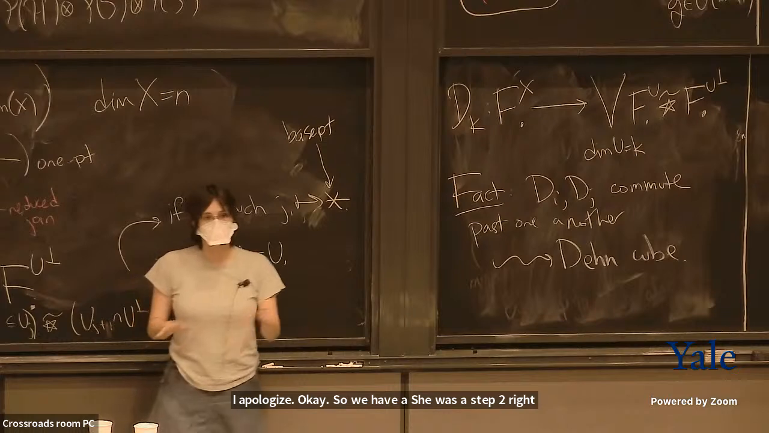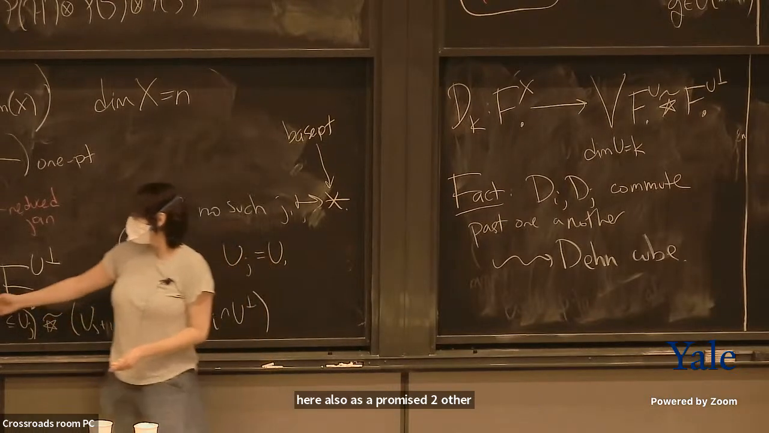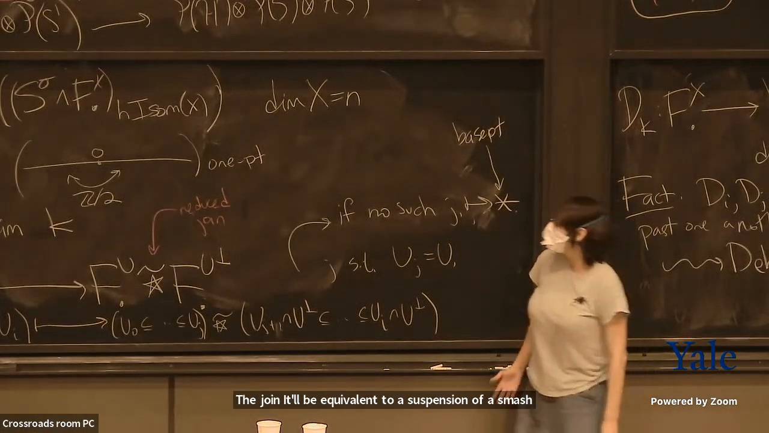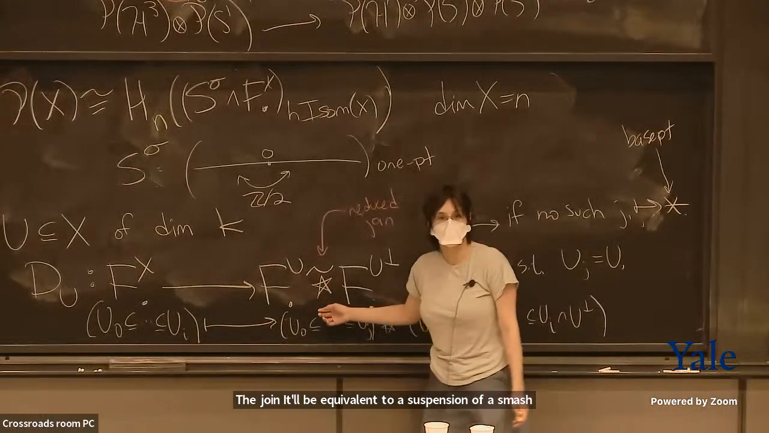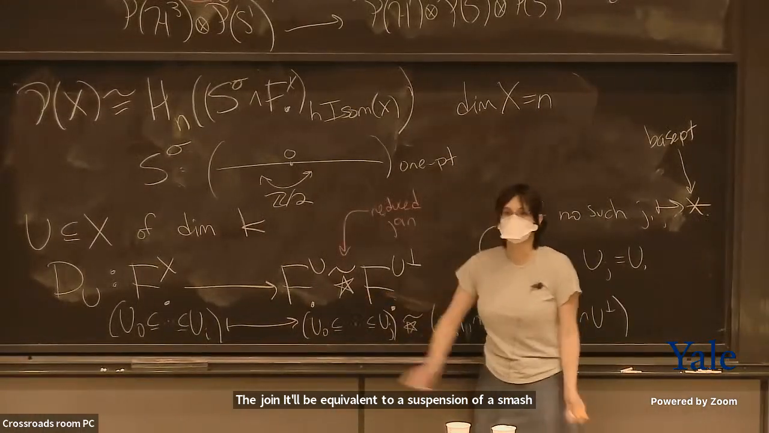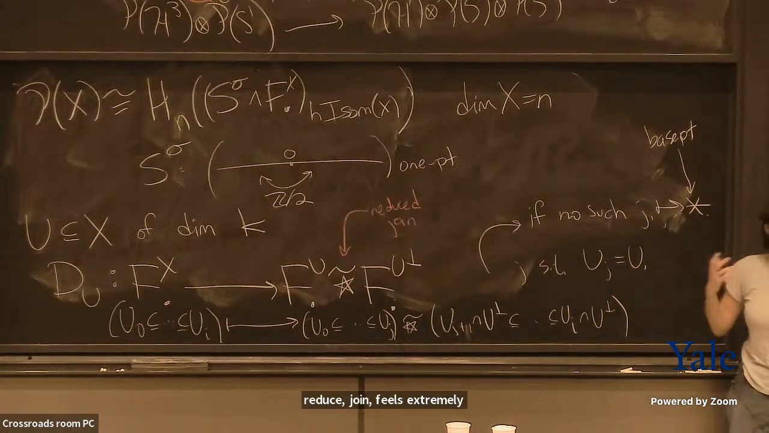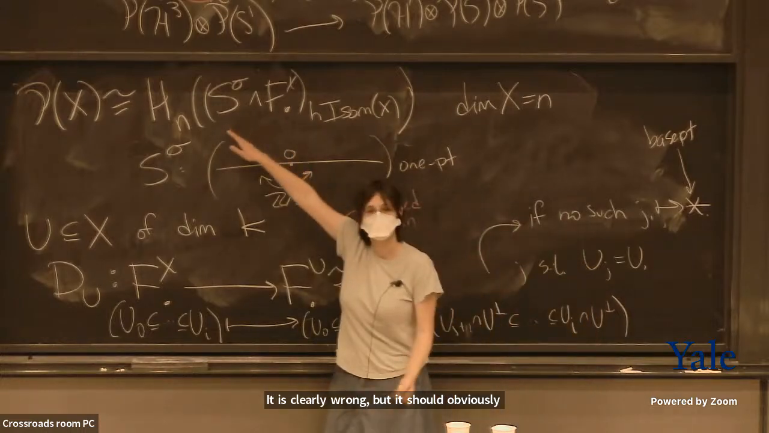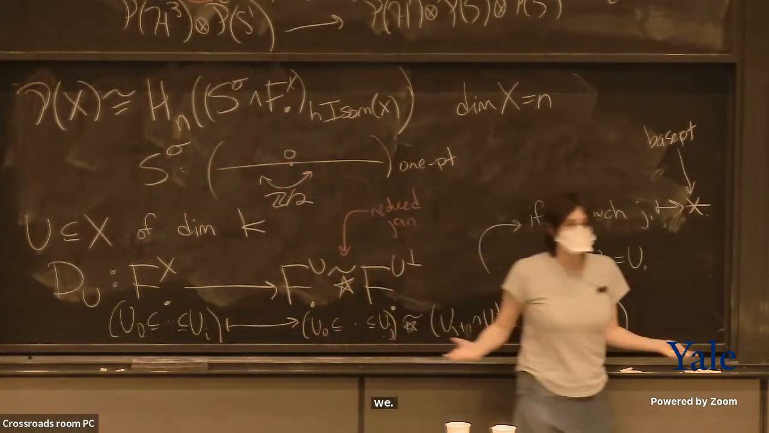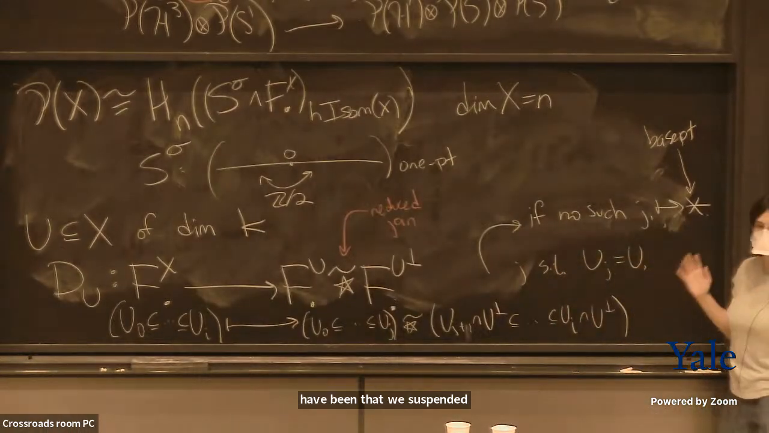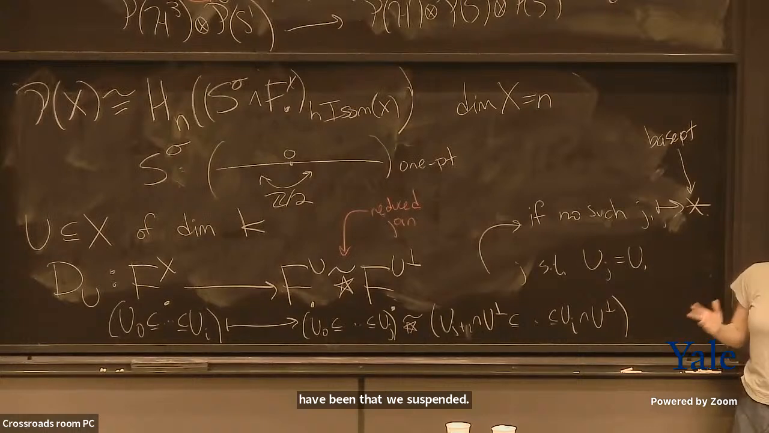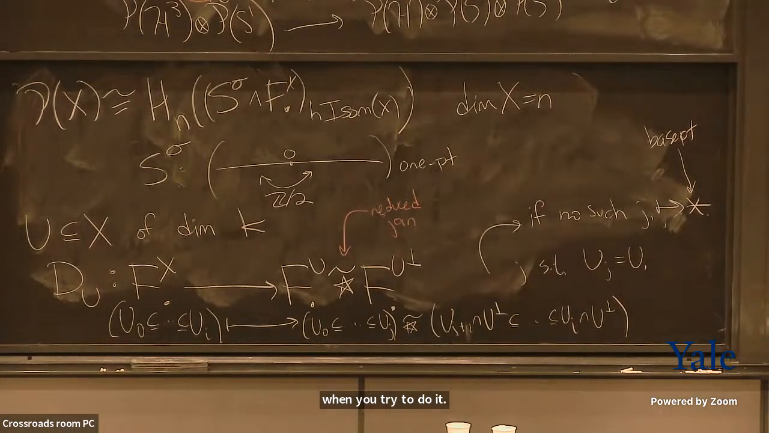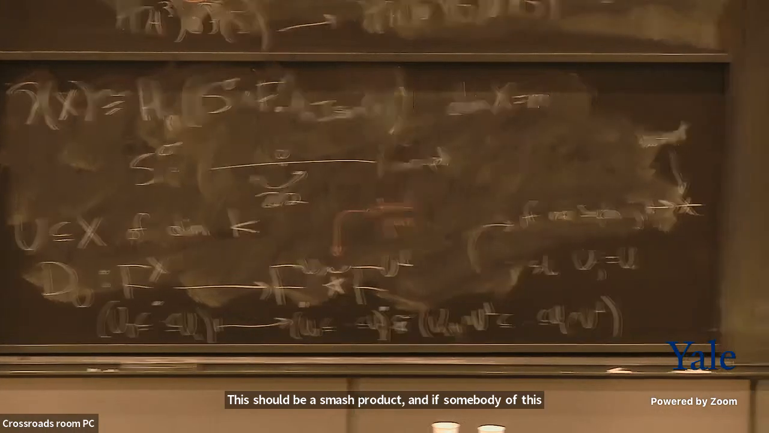Also, as a comment to other topologists, the join is homotopy equivalent to a suspension of a smash product. So for most topologists, including me, looking at the reduced join feels extremely unnatural. It is clearly wrong. It should obviously be a smash product. We have an extra suspension floating around. That's the moral that comes out of this when you try to do it. And if somebody can construct a model of this that uses a smash product, I will be intensely grateful.